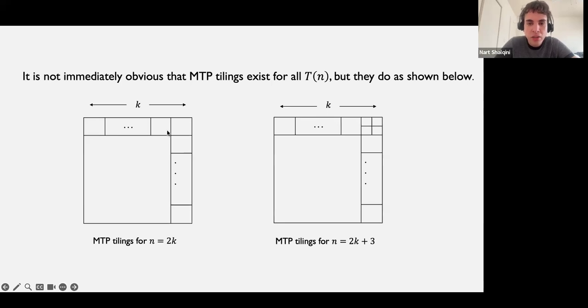And if I want to make this odd, I do what I did previously. I just subdivide one of my small squares further into a 2x2 grid. So in this case, I'll get a tiling for 2k plus 3. Any questions so far? Just checking if everything is clear.